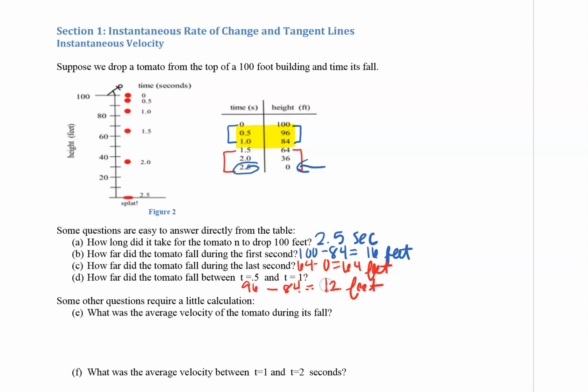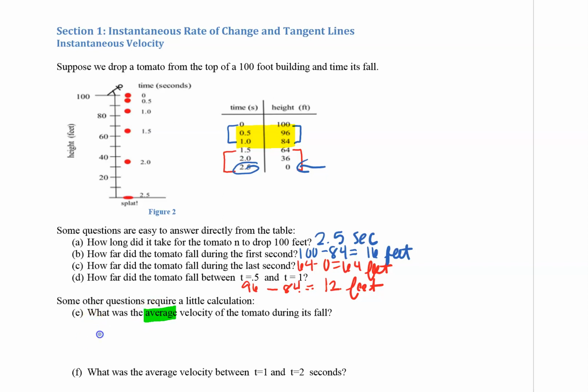Not super intense in these first few questions. These are just a matter of looking at our table, seeing what the current height was, finding the seconds, finding information. But some more questions that might require a little bit more calculation would be part E. What was the average velocity of the tomato during its fall? Now the key word to this one is average. So let's talk about that concept there.